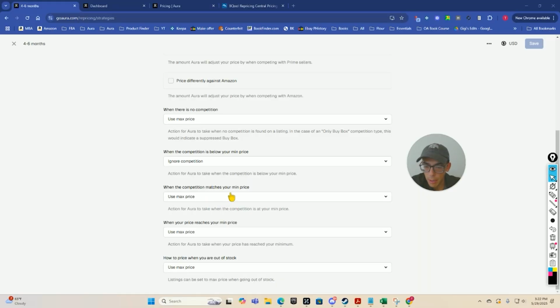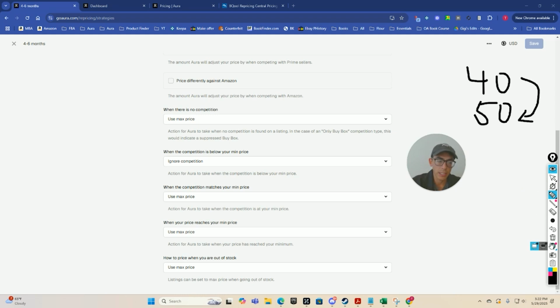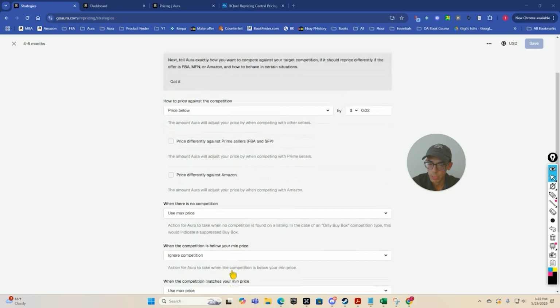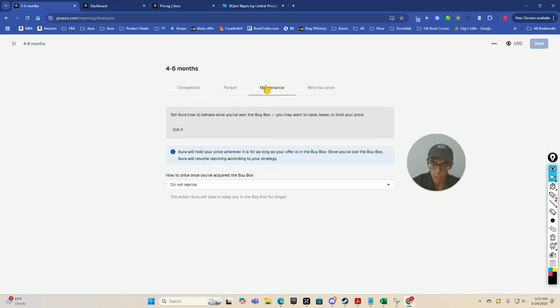Now, when the competition matches your min price, we're going to go back to the max price. Okay, so simply what that means is if we go back to 40 and 50 as the min and max, as soon as we both go down to 40, we're just going to go right back up to 50. Again, the book is only 4, 5, or 6 months old. Still really not that old of a book, especially when you're talking about the margins that we have in online book arbitrage. When your price reaches your min price, we're going to go and use a max price. And again, this out of stock button really doesn't matter, but I would just have it at max price.